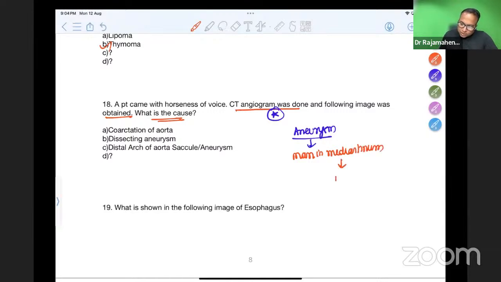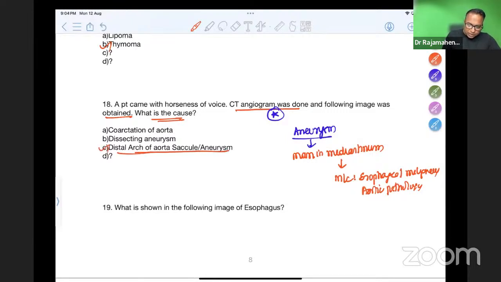A mass in the mediastinum causing hoarseness, most commonly it is esophageal malignancy, or it can be due to some aortic pathology. Aortic pathology like an aneurysm, like a saccular type of aneurysm, not like a dissecting aneurysm. Mostly it's an arch of aorta aneurysm. So if somebody could recall this question, it is usually a sac of aneurysm.